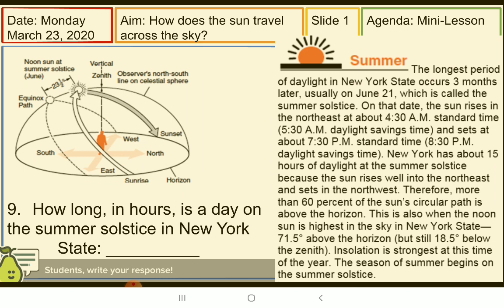Crazy. So this is when the noon sun is highest in New York State. It makes it to about 71.5 degrees above the horizon. So imagine you're standing in the middle of the street, you look out at street level, and then you look up 71.5 degrees above the horizon, and you'll see the sun. It's still 18.5 degrees below the zenith, thank goodness, because New York City summers are terrible as it is.